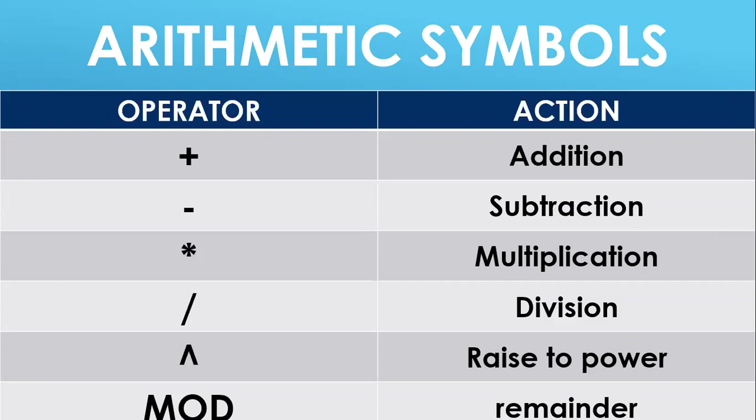And mod, M-O-D. In some programming languages, mod is used as it is, and in some programming languages, a particular symbol is given. So these are the mathematical operators. Mod is used to find the remainder. You might have learned it in the computer science previous session.